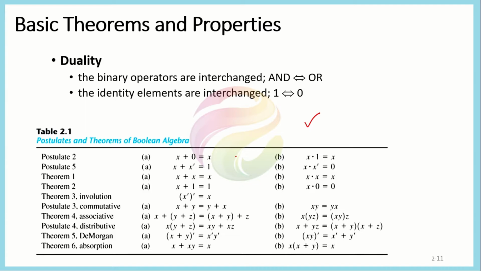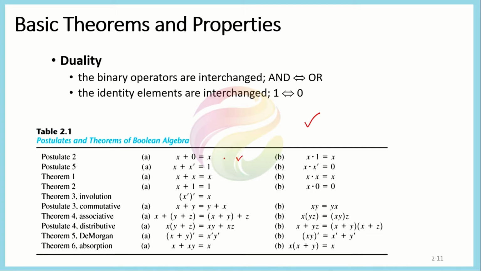For example, say we are discussing postulate 2a. We are saying that x plus 0 is always equal to x. This means that if you perform this plus operation, which represents the OR operation here, the result will always be x, the input, because if the value of x is 1, then definitely the result will also be 1. So x will be equal to x, and if x is equal to 0, then the result will also be equal to 0. So this statement will hold.